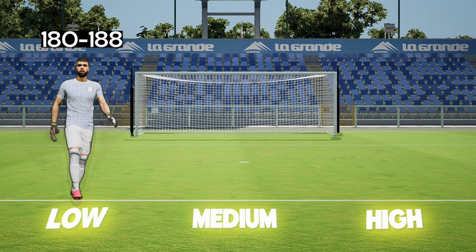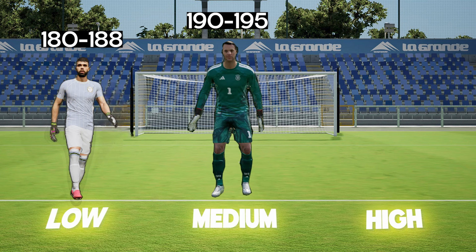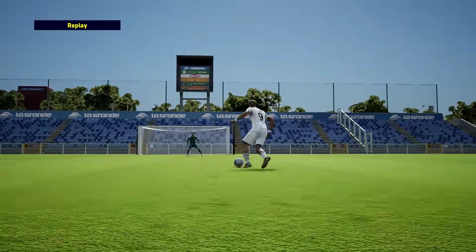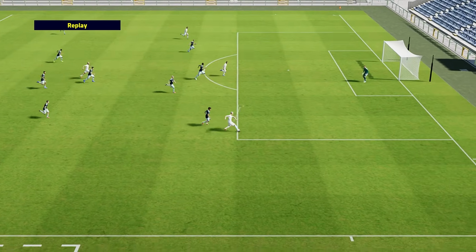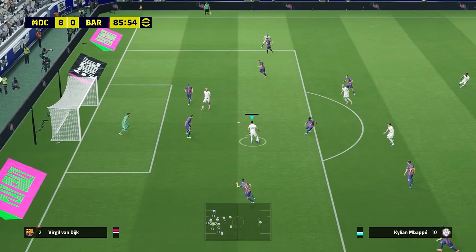Now let's move to medium body model goalkeepers. Height range around 190 to 195 centimeters. Best example, Manuel Neuer. These goalkeepers are the most balanced type. Why? Because of their height, their reflex animation is not too slow and their reach animation is not too small. They sit in the middle. That means good reflex, good coverage. But here's the hidden thing. Because they are balanced, they usually don't dominate one specific area, like low and high body model GKs do.